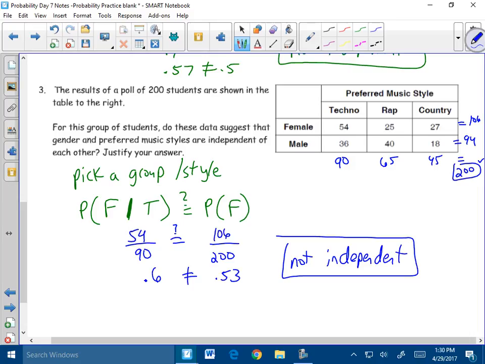Okay, that is the end of our day 7 probability practice.